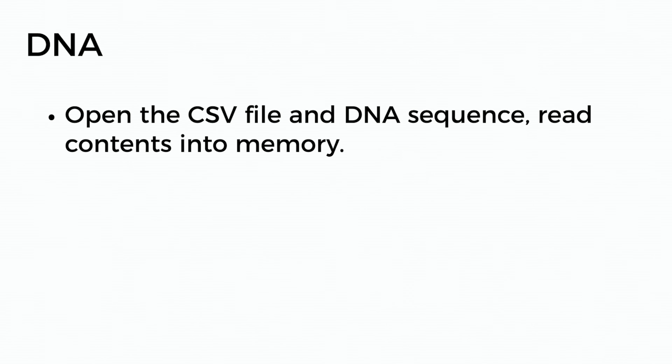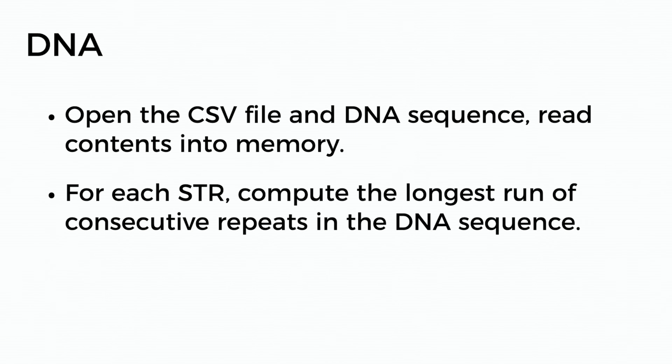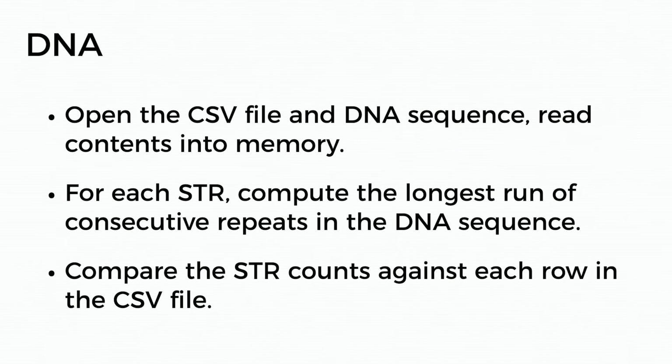What does this actually mean? Well, it means that your program will first need to open the CSV file and the DNA sequence and read the contents into memory in your Python program. Next up, for each of the STRs, you're going to compute the longest run of consecutive repeats of that STR in the DNA sequence you've been given. Once you've calculated the number of times that each STR repeats consecutively, you're going to compare those counts against every row in the CSV file to look for a match. If you find a match, you'll print out their name, and if there's no match, you'll just print out no match to indicate that there was no match for anyone in your DNA database.